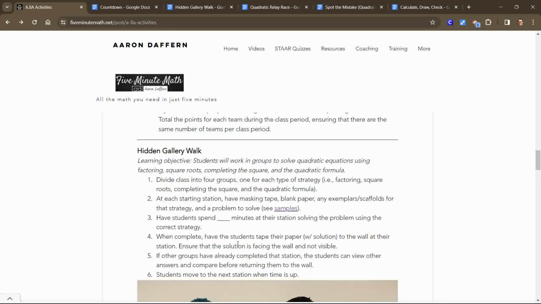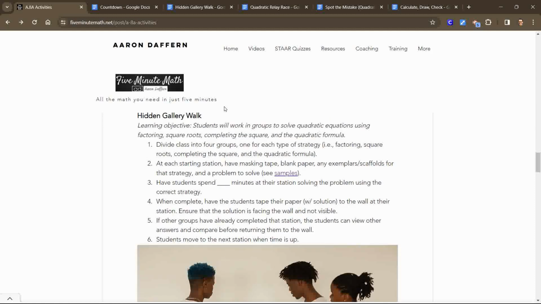Our second activity is called Hidden Gallery Walk. What we want here is students using all 4 of these strategies, completing the square, quadratic formula, plus square roots and factoring, which don't show up on STAR nearly as much, but they're obviously important to learn as well. So you want to divide the class into 4 groups, 1 for each type of strategy, have masking tape, blank paper, and any exemplar scaffolds you might want, and a problem to solve.